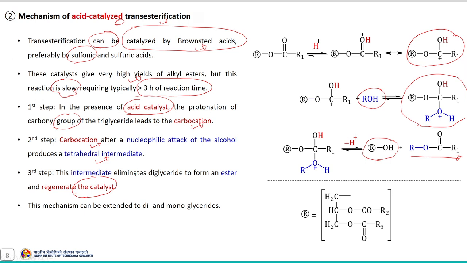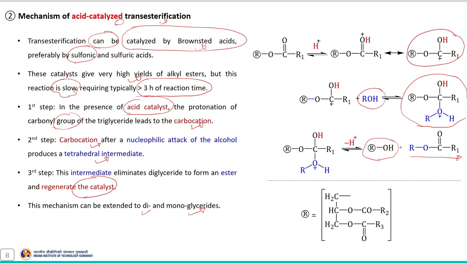So, in the third step, the regeneration of the catalyst takes place in the case of the acid catalyzed transesterification reaction, and this mechanism can be extended in a similar way to diglyceride and monoglyceride, followed by conversion of monoglyceride to glycerol and fatty acid alkyl ester.